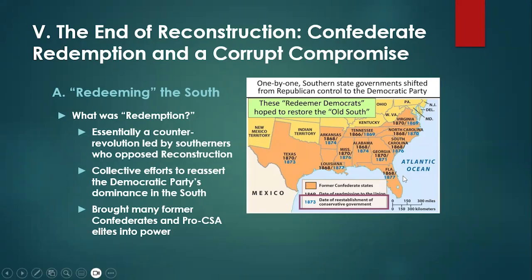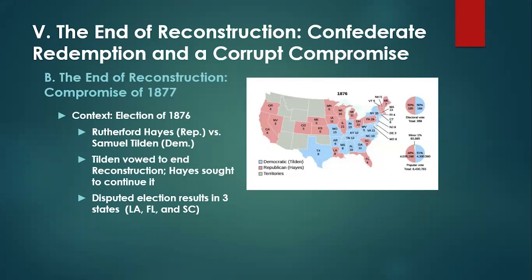Throughout the South, Democrats began reclaiming control of the South, many of them former Confederates or supporters of the Confederacy, and they began undoing a lot of the changes that Republicans had made throughout the South during Reconstruction. But what really brought Reconstruction to a close was a corrupt compromise between the Democratic and Republican parties known as the Compromise of 1877. What this compromise was settling was the presidential election of 1876.